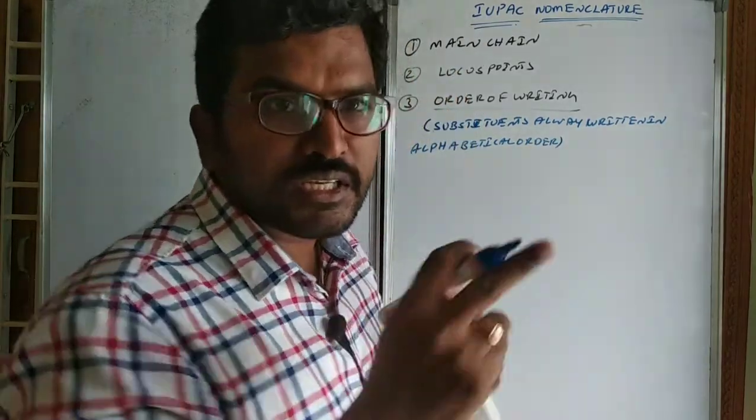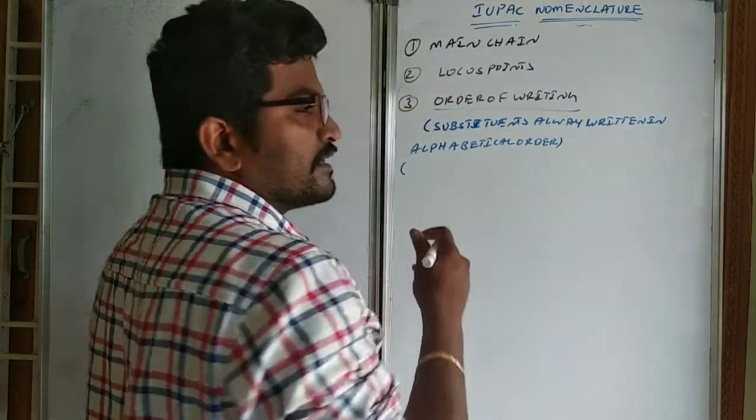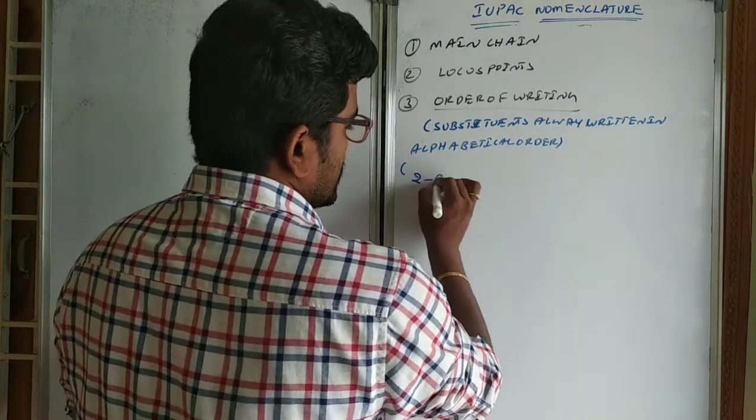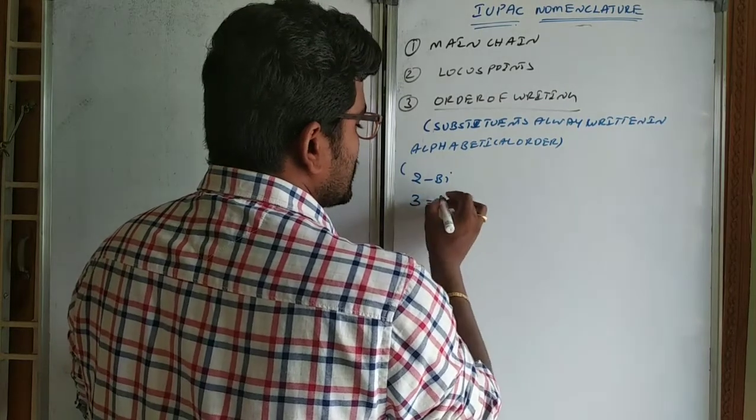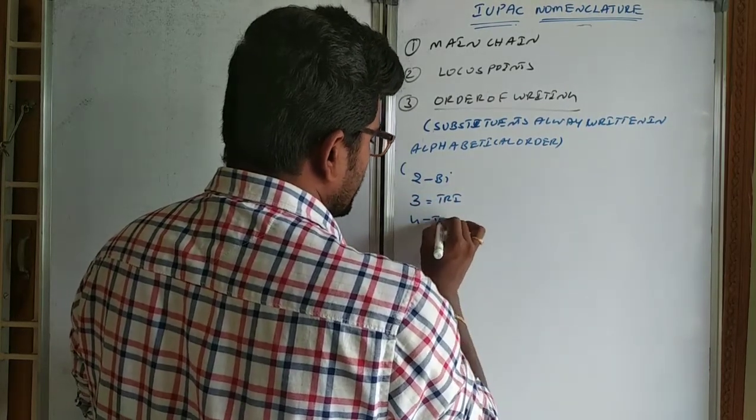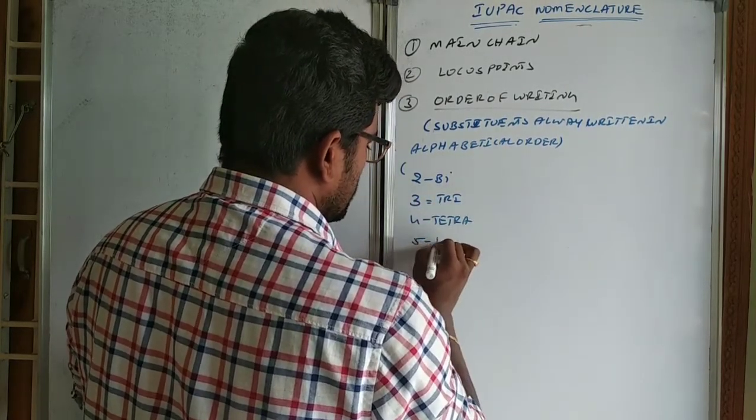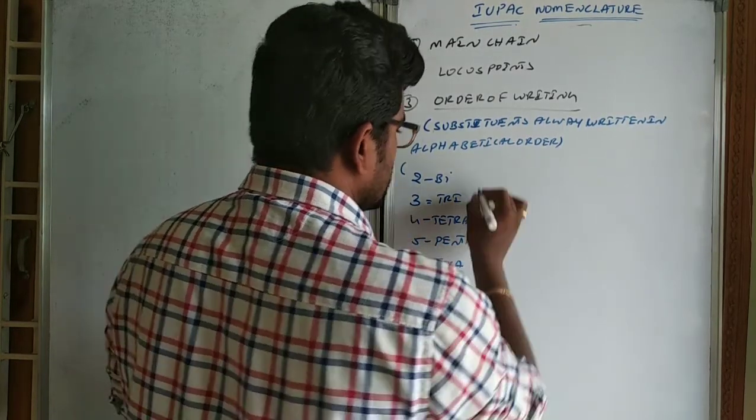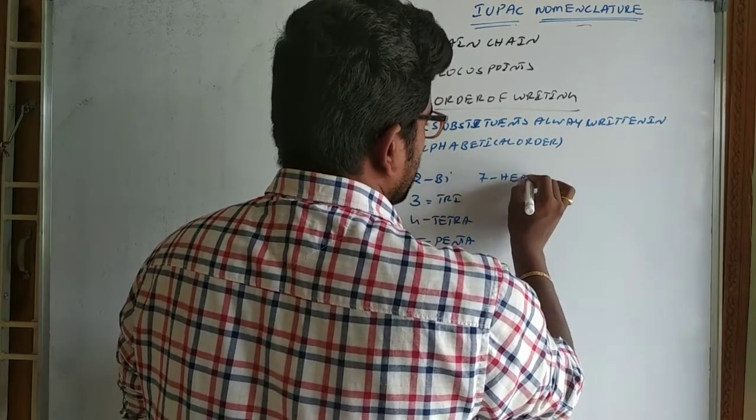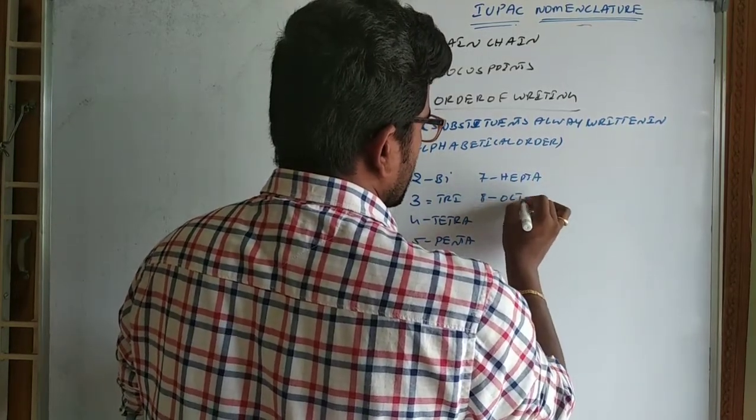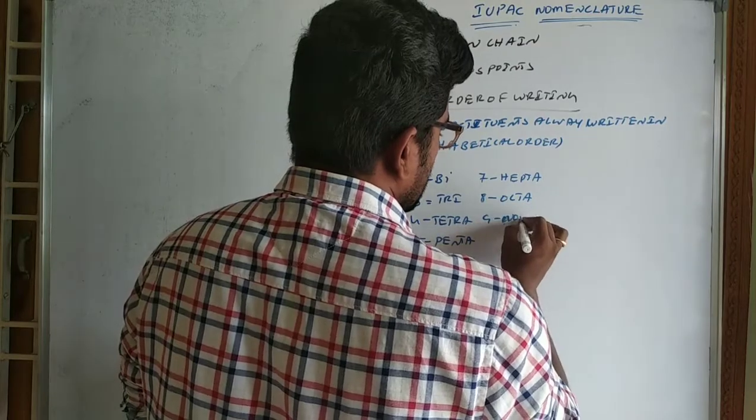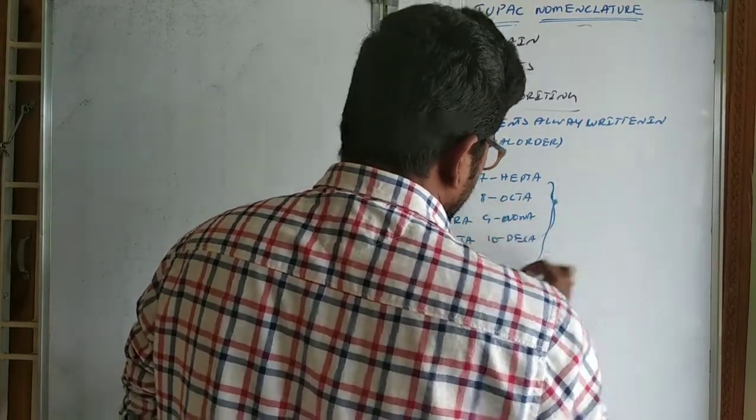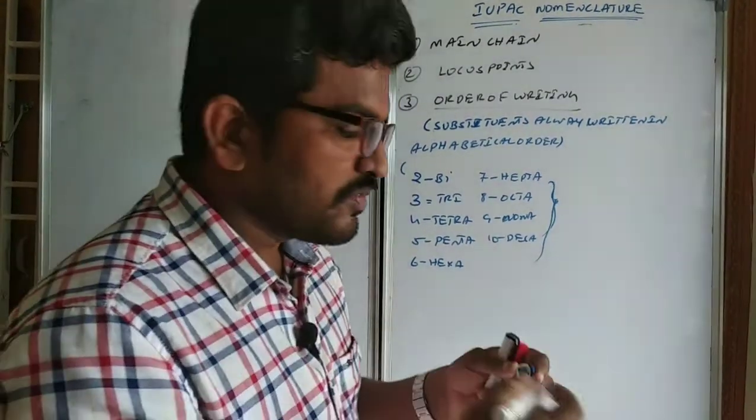Substituents are always written in alphabetical order. If a substituent is repeated more than once, we use prefixes: 2 means di, 3 means tri, 4 means tetra, 5 means penta, 6 means hexa, 7 means hepta, 8 means octa, 9 means nona, and 10 means deca. So the same prefixes we will use for the number of times of repetition.